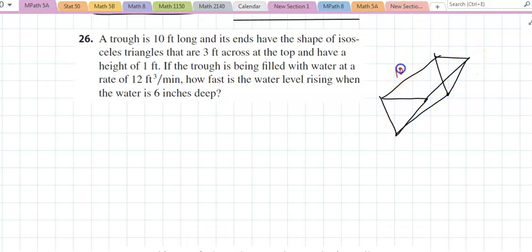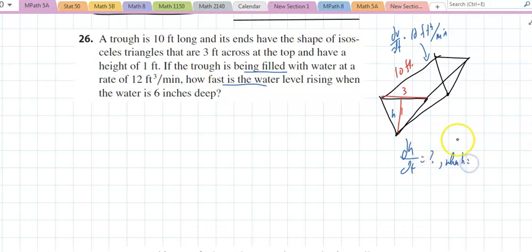When they say the height or the length, that's the length. This is 3. This is a 1. Filled with water. You're pouring water in at a rate of 12 cubic feet per minute. How fast is the water level rising? If I call this H, how fast is the water level rising when H is 6 inches? Well, everything's in feet. 6 inches, isn't that the equivalent of half a foot?